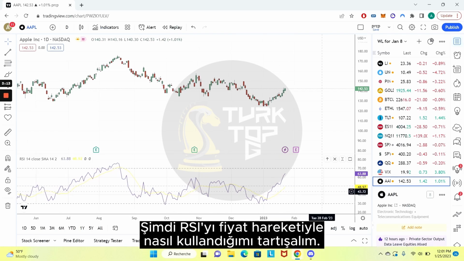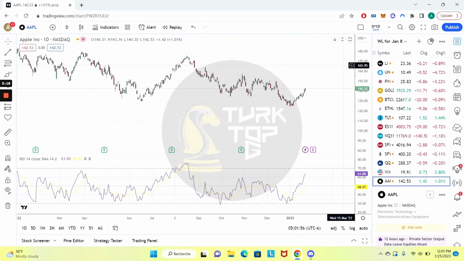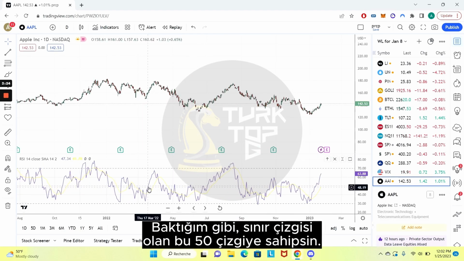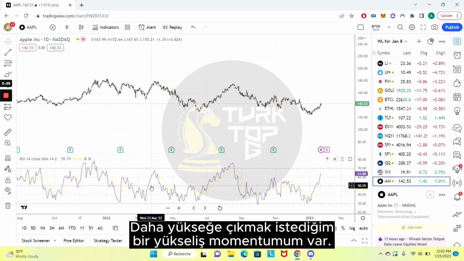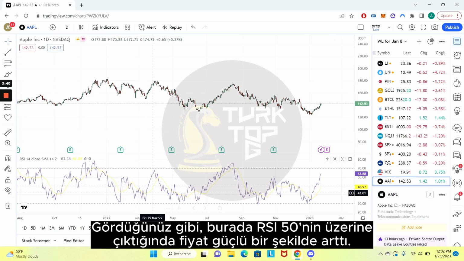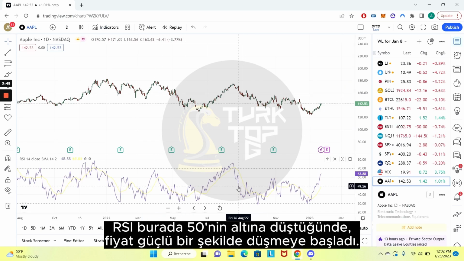Now, let's discuss how I use RSI with the price action. All right. So the way I look at it is you have this 50 line, which is the demarcation line. Once RSI moves above 50, that's RSI saying that I have bullish momentum, that I want to go higher, which should coincide with price moving higher. As you can see, when RSI moved above 50 here, price went up strongly. When RSI moved below 50 here, price started going down in a strong manner.